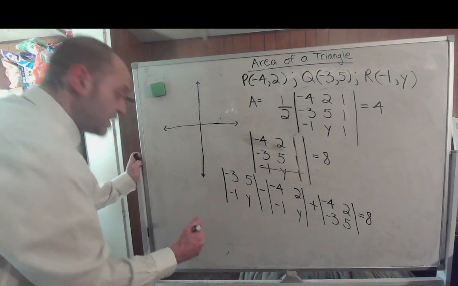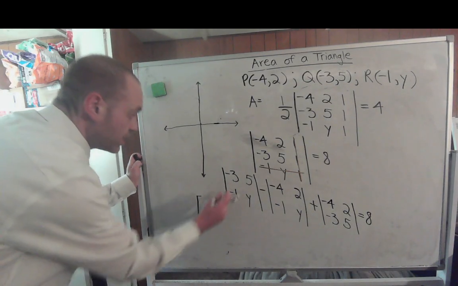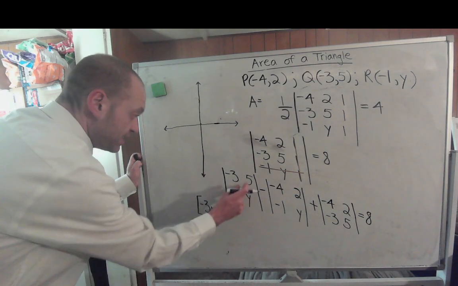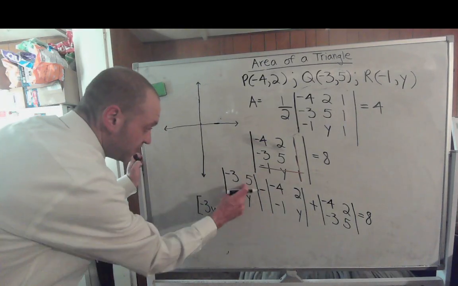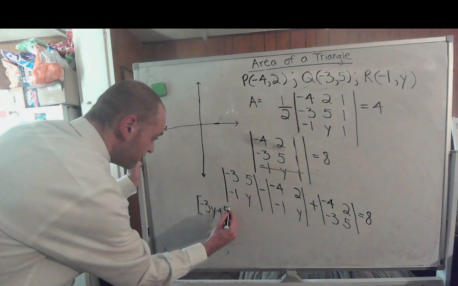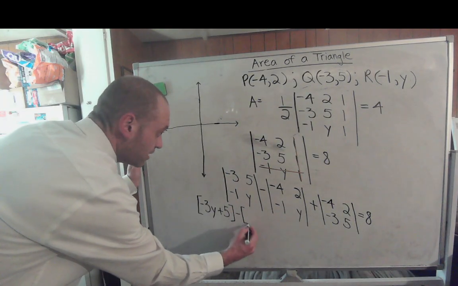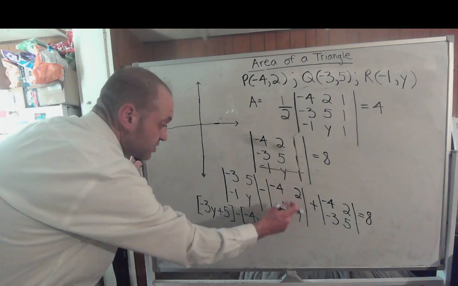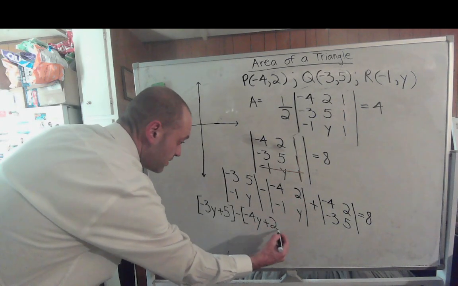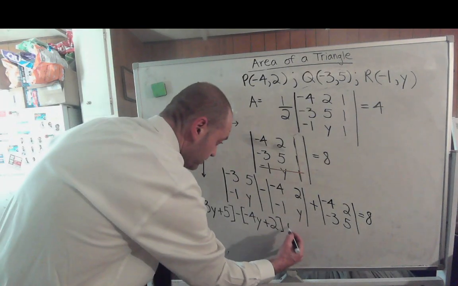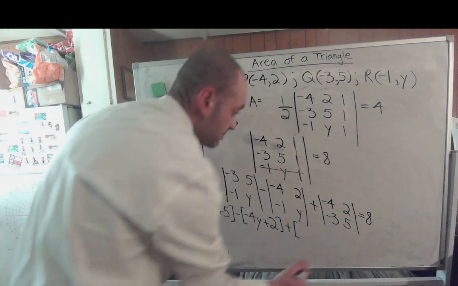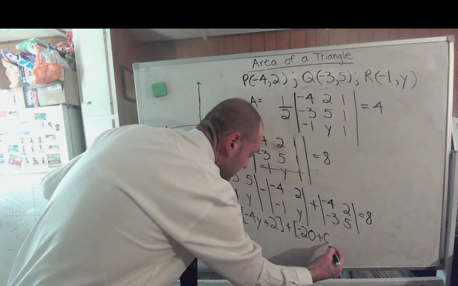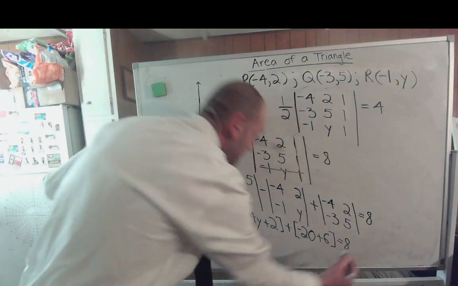Now let's go ahead and simplify the left-hand side. In the first one, you'll get -3 times y, that's -3y. -5 times 1, -5 times -1, that's actually +5. Minus your next determinant, well, -4 times y is -4y, -2 times -1, that's +2, plus your final determinant. -4 times 5 is -20, -2 times -3, that's +6. All that should equal 8.